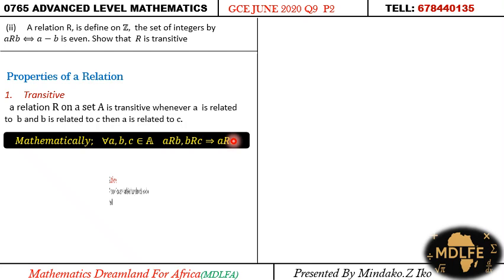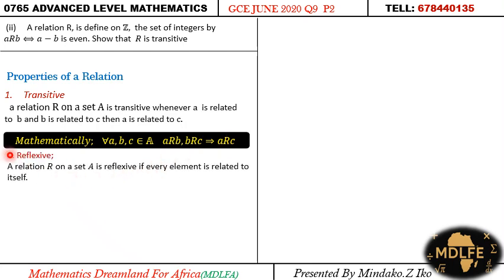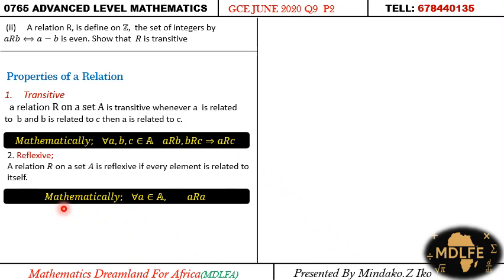Let's look at property 2, which is reflexive. A relation R on a set A is reflexive if every element is related to itself. Mathematically, for all A in A, A is related to A, and that is all. These properties are very helpful in paper 1 when answering paper 1 questions.